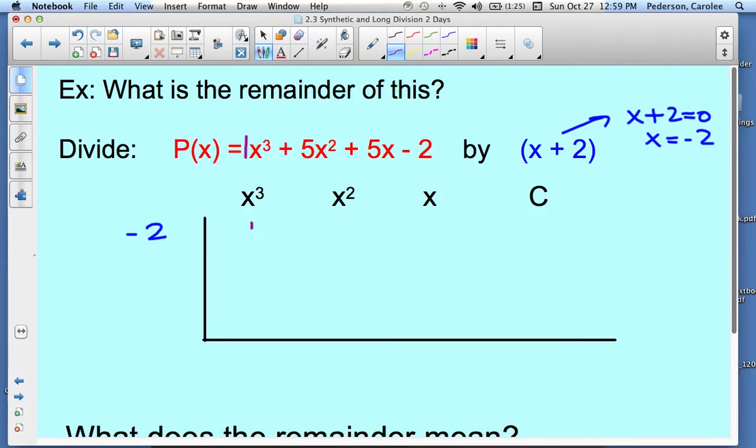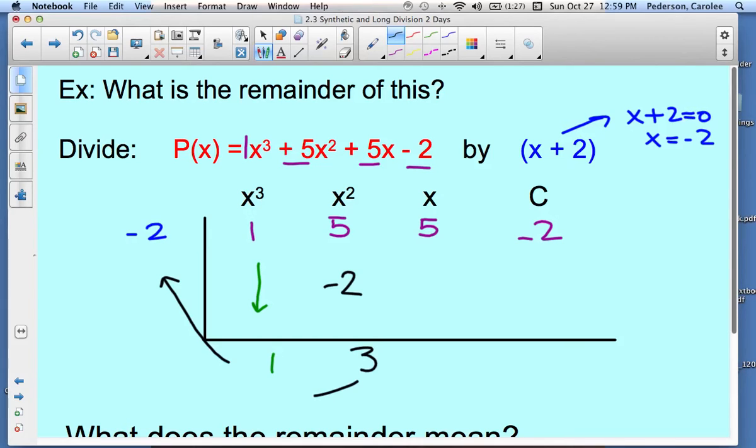I've set up my placeholders. My 1 is my coefficient for x cubed, my 5 is my x squared coefficient, my 5 is my x coefficient, and then my negative 2 is my constant. Now we're going to do our synthetic division. Bring down the first term 1. Multiply 1 and negative 2 together, and we get negative 2. Add the columns, 5 plus negative 2 is 3.